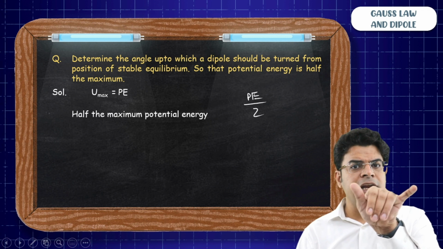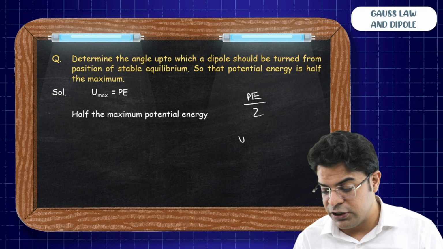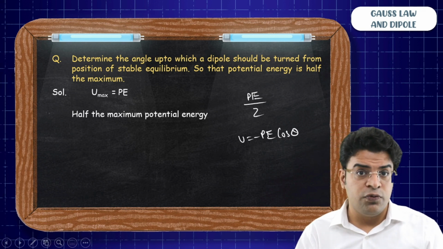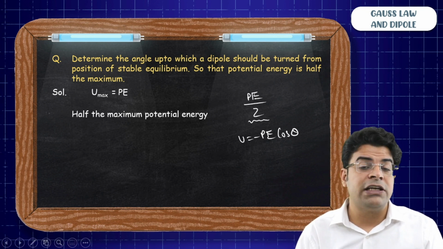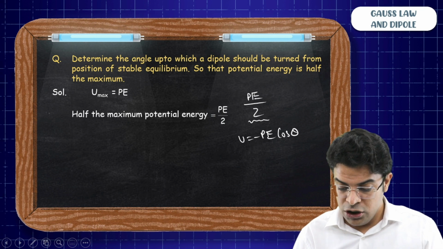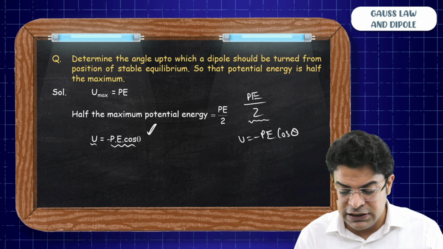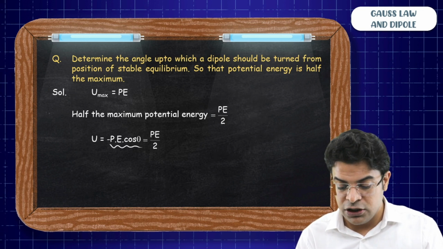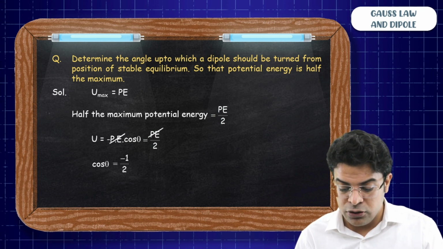And you know for any orientation, when the angle made by the dipole moment with the field is theta, the potential energy is minus Pe cos theta. Hence you need to find the value of theta for which the potential energy is half the maximum, that is Pe by 2. So U equals minus Pe cos theta, and you want this to be equal to Pe by 2. Hence you want minus Pe cos theta equal to Pe by 2. Cancelling out Pe on both sides, you want cos theta to be minus half.